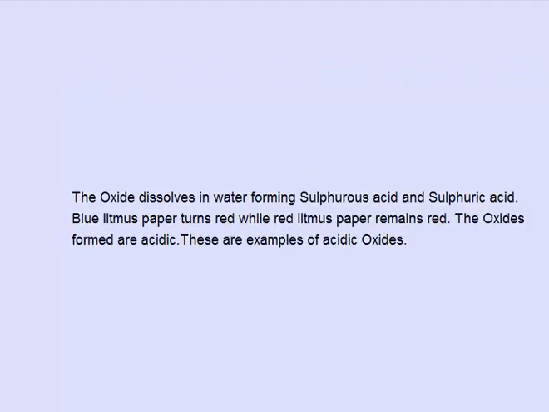The oxide dissolves in water, forming sulfurous acid and sulfuric acid. Blue litmus paper turns red, while red litmus paper remains red. The oxides formed are acidic. These are examples of acidic oxides.